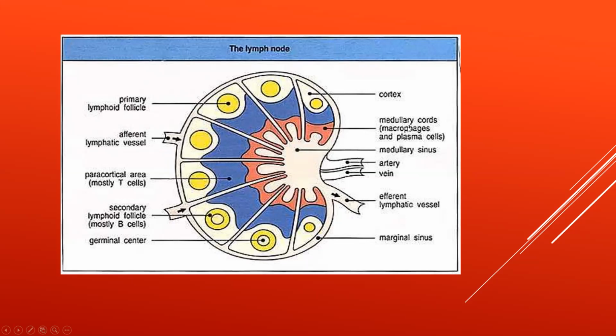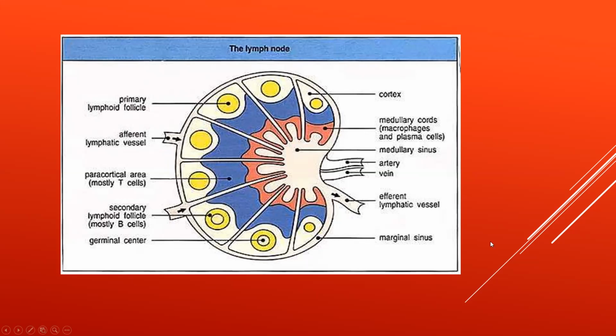And in the medulla, you can find the plasma cells and the macrophages. In the cortex, it's the germinal center for your lymphocytes. And of course, they have sinuses. So you have a marginal sinus here. So lymph flows through it in the lymph node.